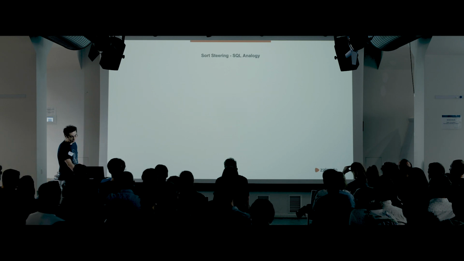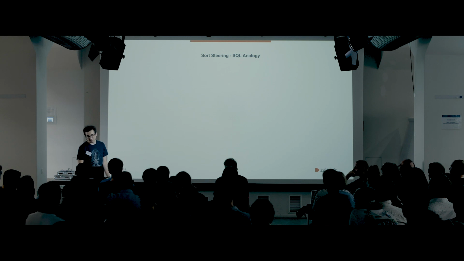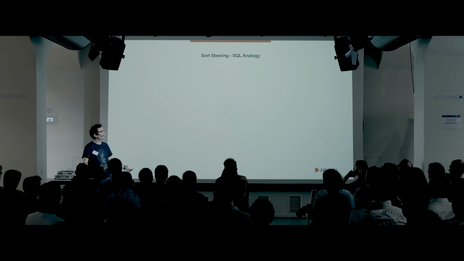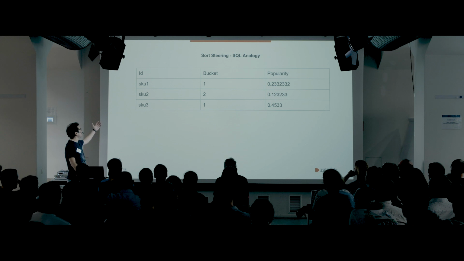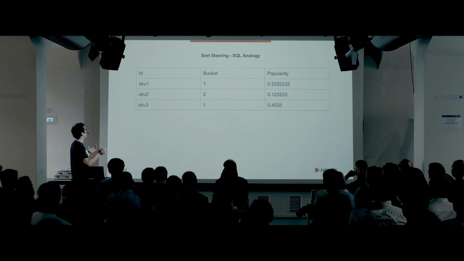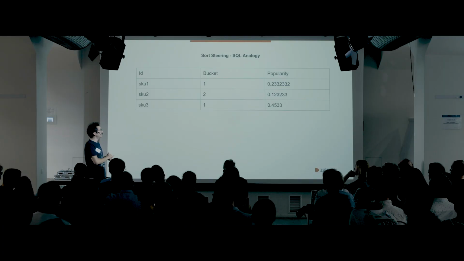I am not going to give you examples with Elasticsearch or Lucene, etc. I hope lots of you are familiar with SQL, so I will use some SQL tables and SQL queries for example. Let's assume this is our articles, how we store our index: SKU1, SKU2, SKU3. And let's say we are grouping them into some buckets due to business reasons. And then, as discussed earlier, we are assigning them a popularity score.